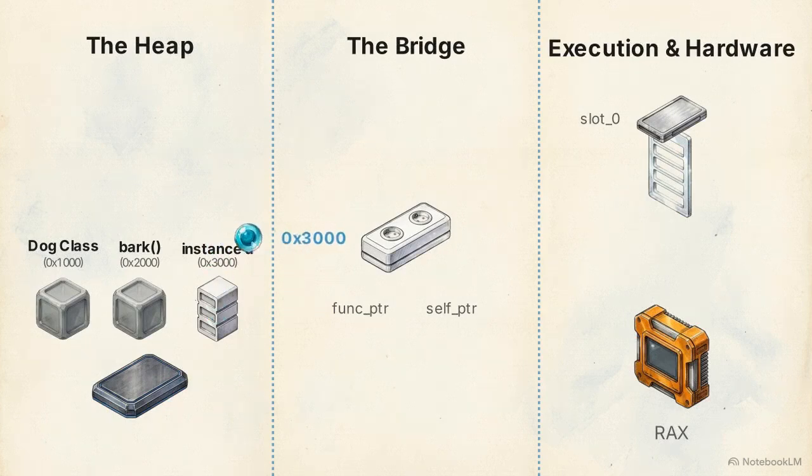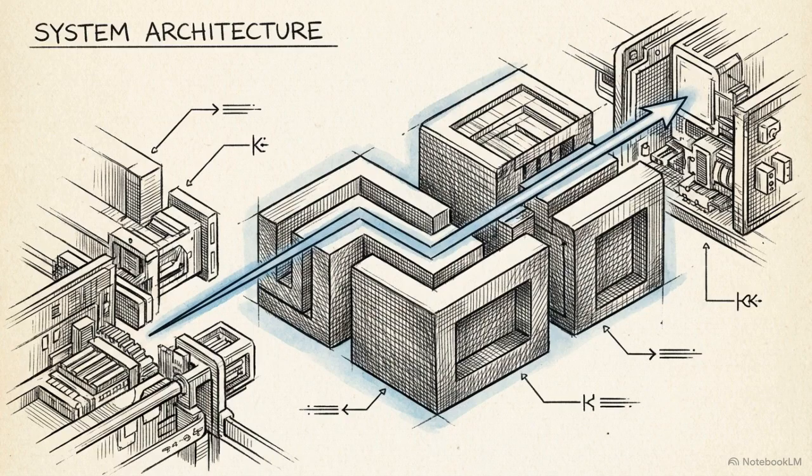Step 2. The pointer is paired in the bound method bridge. Step 3. The pointer is injected into the execution frame slot. Step 4. The pointer is loaded into the CPU register. CPython operates as an engine for routing memory addresses through slots into hardware, bypassing the overhead of moving heavy objects.